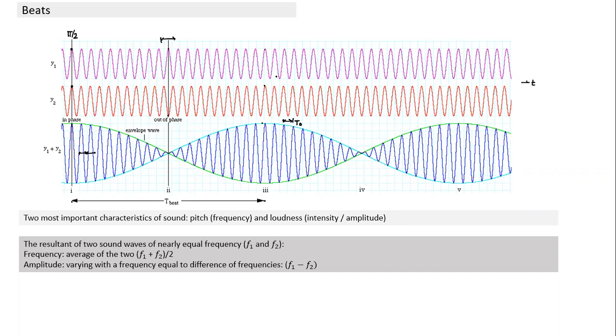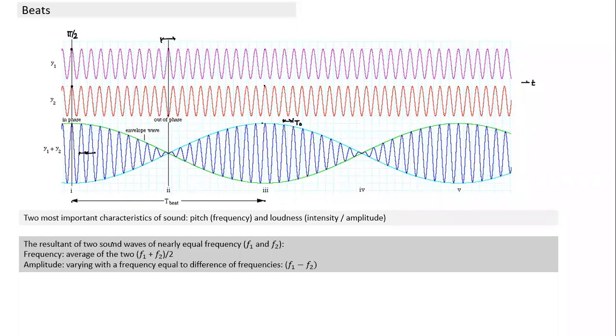So for those who have not understood anything about beats, what conclusion do we come to? What are the two most important characteristics of sound? One thing we call pitch in general terms, which is nothing but frequency of oscillation. And second thing, loudness, which we measure in decibels, a measure of intensity or amplitude.